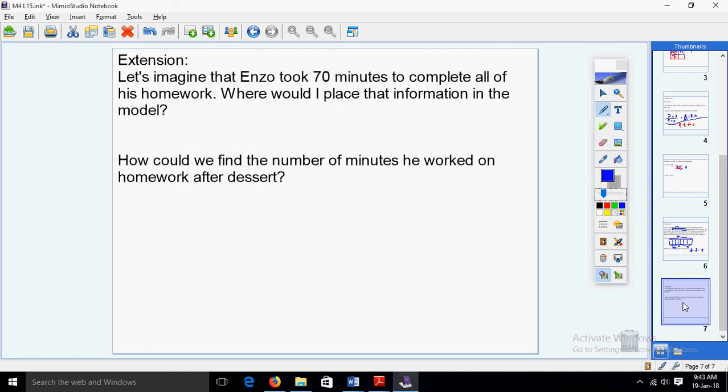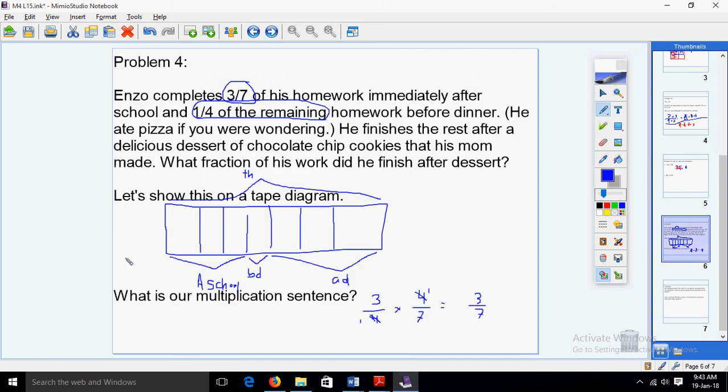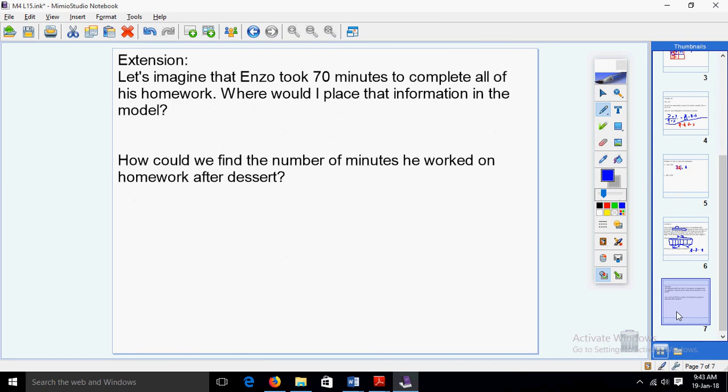Let's imagine that Enzo took 70 minutes to complete all of it. That's a little over an hour. Where would I put this information on our tape diagram? If you look at our tape diagram up here, the TH stands for total homework. Well, now we know how many minutes: 70. So 70 is actually our whole. If you are taking notes, you could add that to the top of your tape diagram.